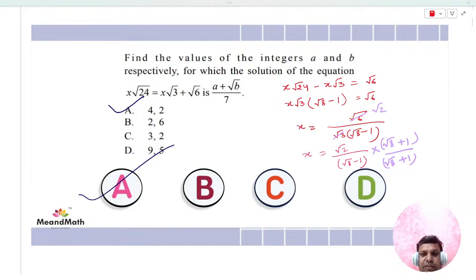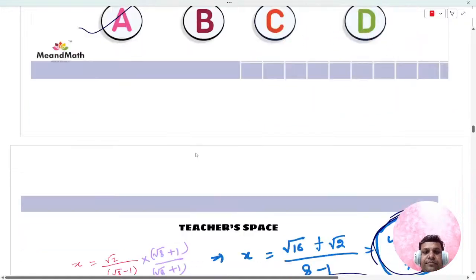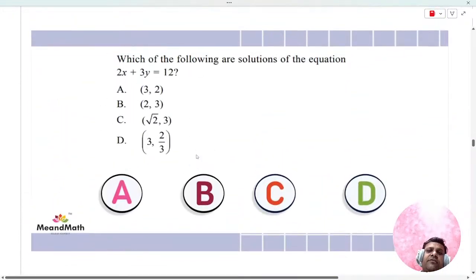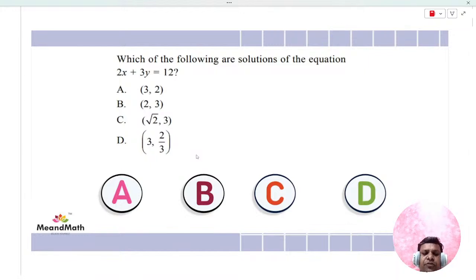Let's move to the next question. Which of the following are solutions of the equation? This question is a very easy question, not a difficult one. You can check with the options. Just take 2 minutes to solve this question, and then I'll discuss. Let's see who will give the answer first.